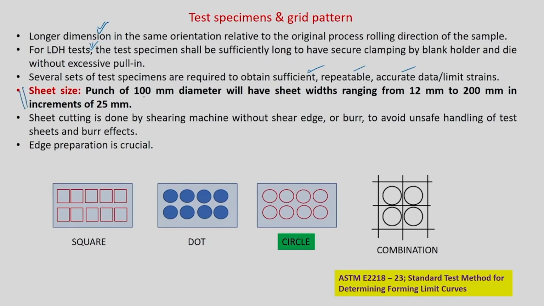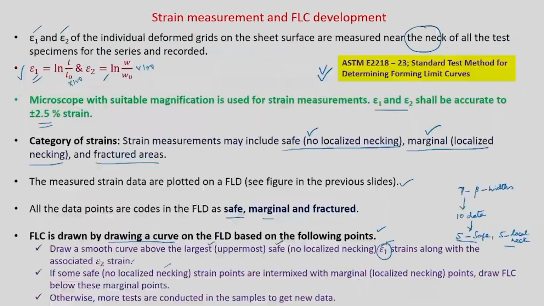A typical sheet size is given here. For example, if you use a punch of 100 mm diameter, we have used 50, 50.8 mm I said, isn't it?